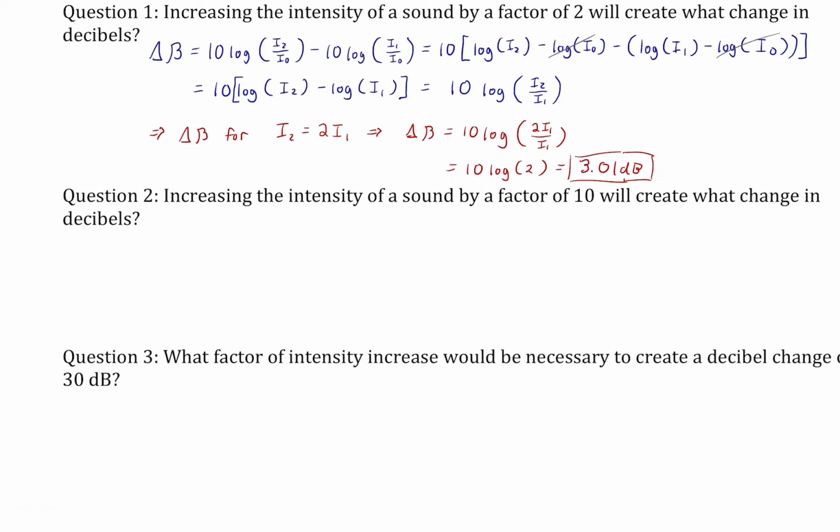Increasing the intensity of sound by a factor of 10 will create what change in decibels? Okay, so since it is based on 10, you might guess, okay? So let's see. We'll increase by a factor of 10. So I'll have I2 equals 10 I1. Use the same formula. All right, so then it's going to be 10 log 10, which means it's a change of 10. All right, so a factor of 10 is a numerical increase of 10.